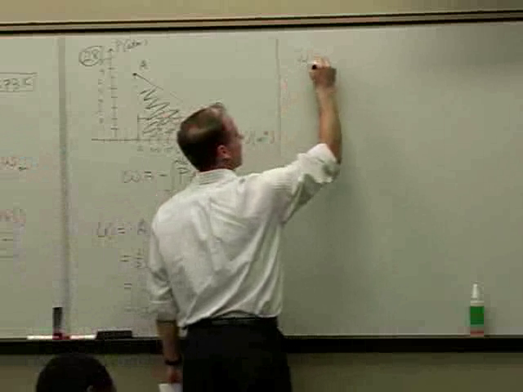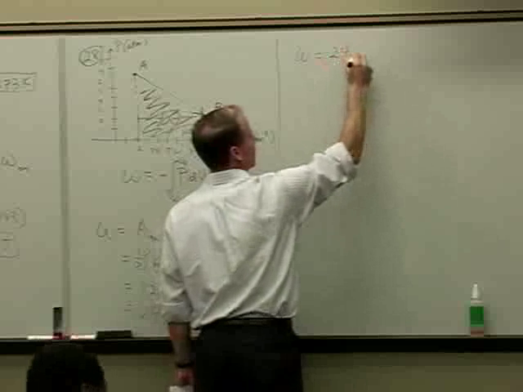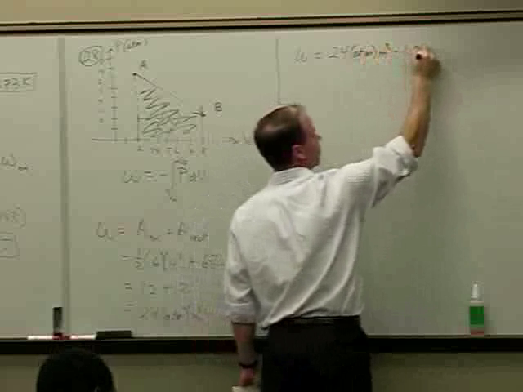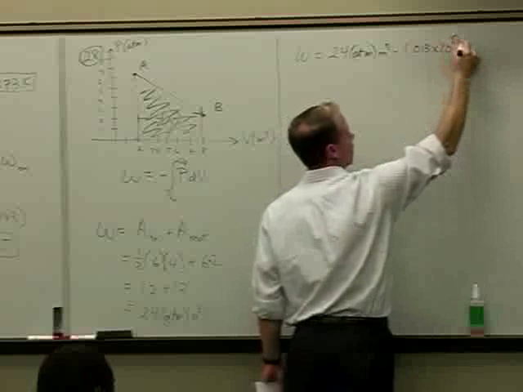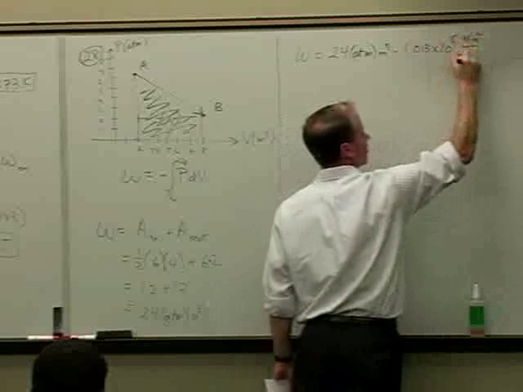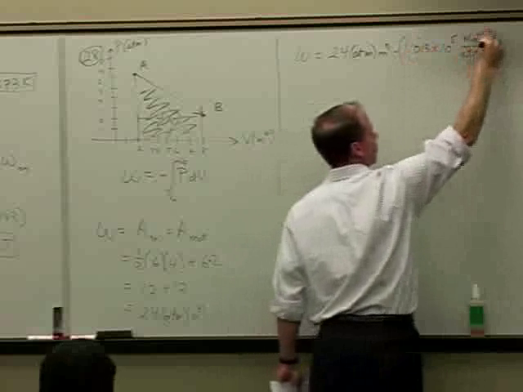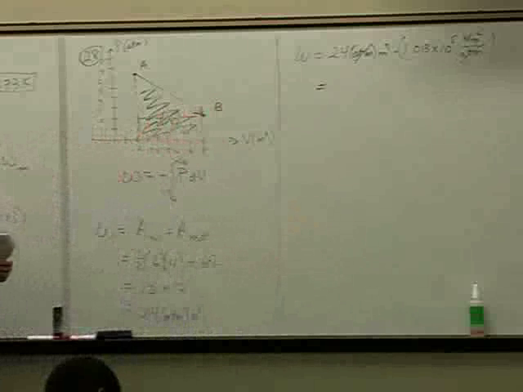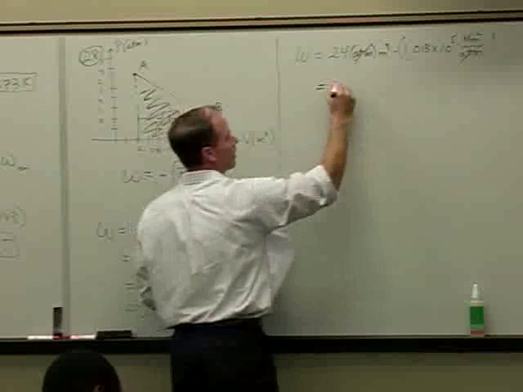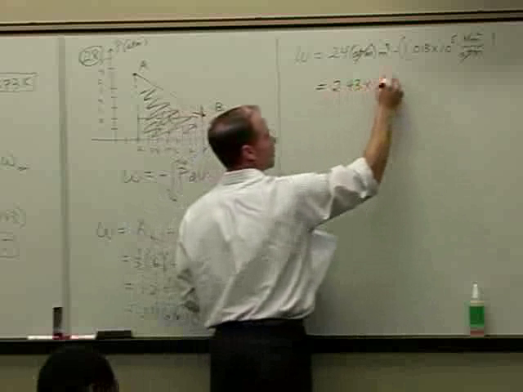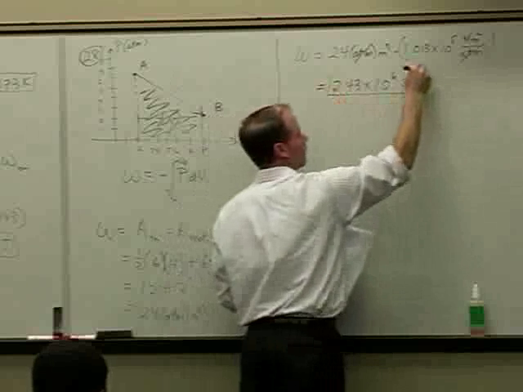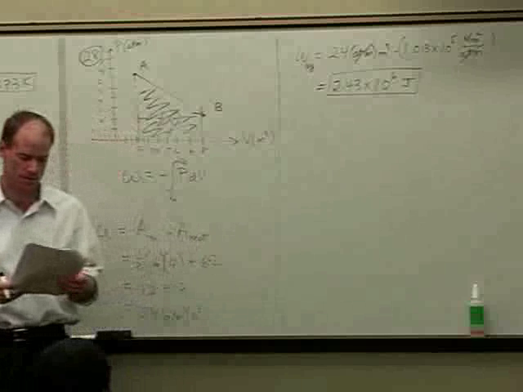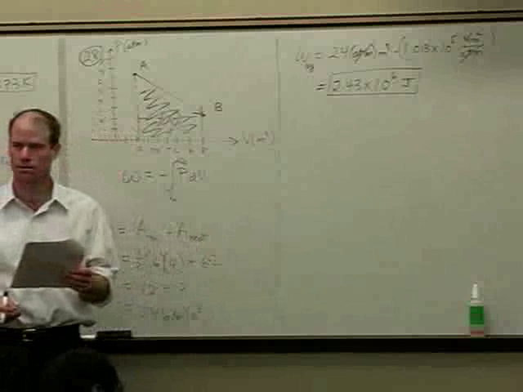But I'll do this: 24 atmospheres meters cubed times 1.013 times 10 to the 5 Newtons per meter squared per atmosphere. That will give me 2.43 times 10 to the 6 joules. That's the work done by the gas. Sound good?